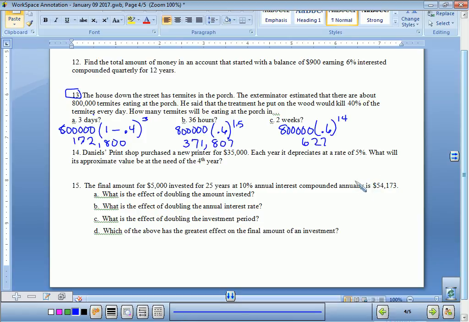I'll double check you on that. You usually can get it to where it doesn't show, but... 626.9133128. Great. Which would round to 627.